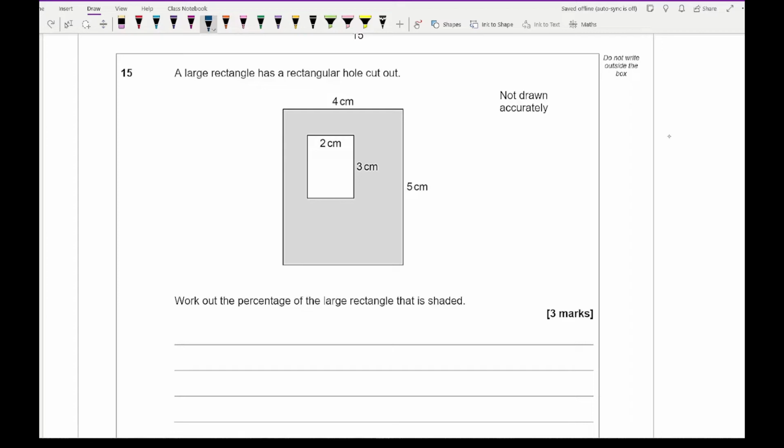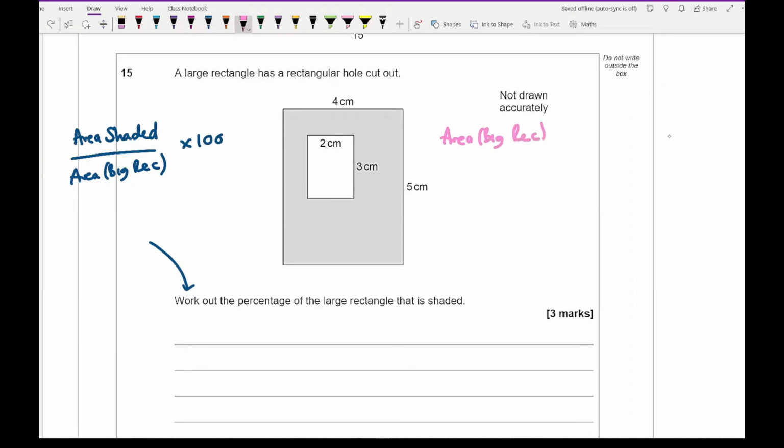Now for the percentage, this formula, what I need to do is the area shaded divided by the area of the big rectangle, and I need to multiply that by 100. So what I need to do is work out the two bits of information. Now the area of the big rectangle is going to be multiplying these two numbers together, so that's going to be 20.